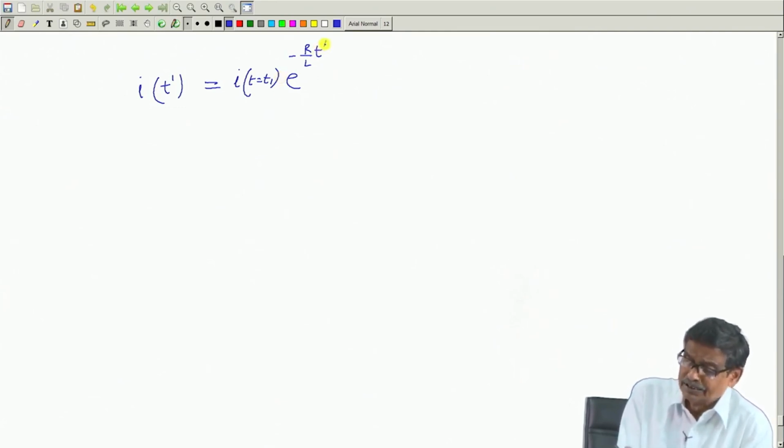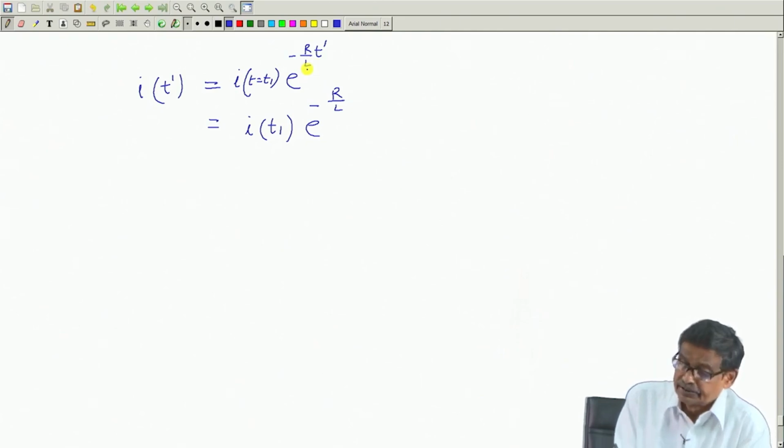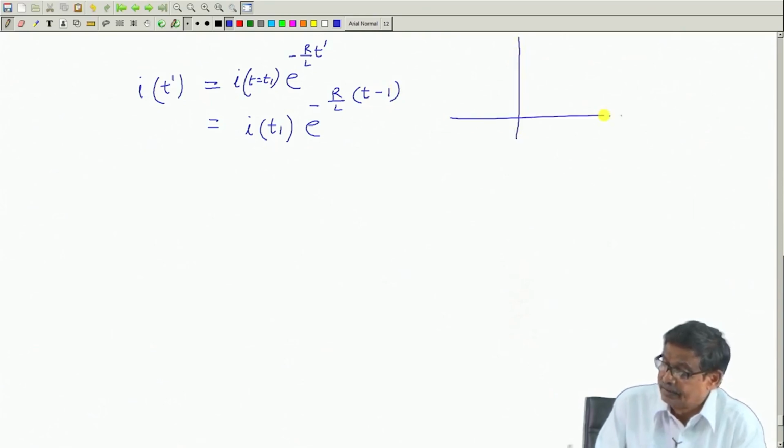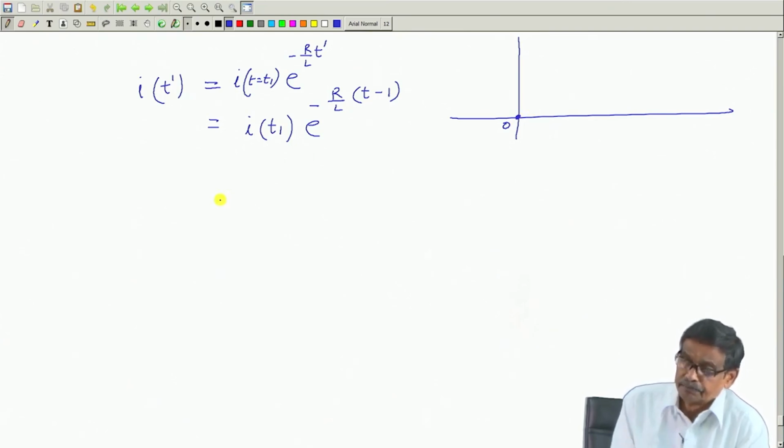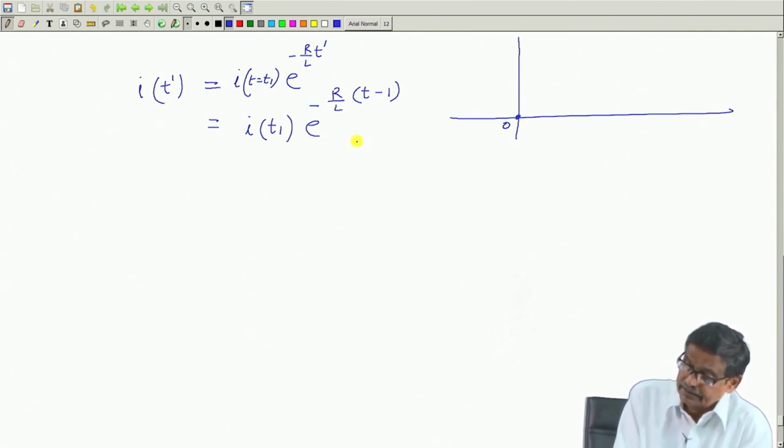Now, sometimes because these t dashed and t things are both existing, you can express it as I at T 1 times e to the power minus R by L, and for t dashed you write t minus T 1. So, your original t equal to 0 chosen is preserved in this equation. Got the point. But the only thing is this equation is true for t greater than or equal to T 1.